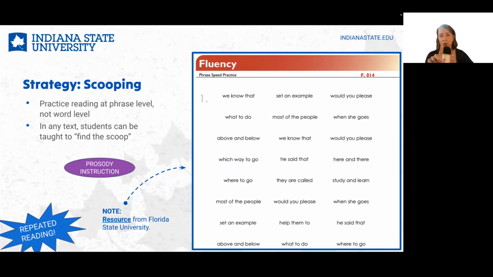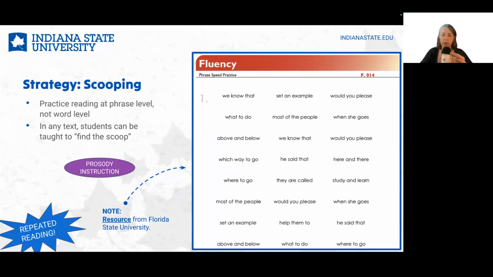So it's kind of a tactile learning strategy. We know that. And then we lift up our finger and put it under the next phrase, set an example, pick it up, put it under the next phrase. Would you please? And then we come down to the next. We go through those together, and we can do them out loud as a class, or you can do it with a small group. These are age respectful phrases, and as you can see, they're repeated over and over again. Would you please is in there four or five times. So we've got that repeated reading, and we're working on our prosody.